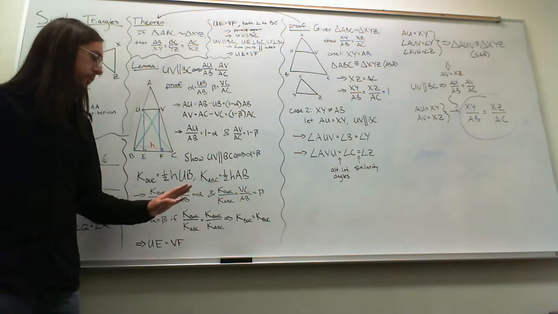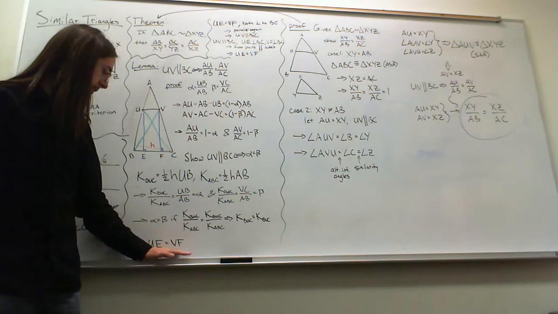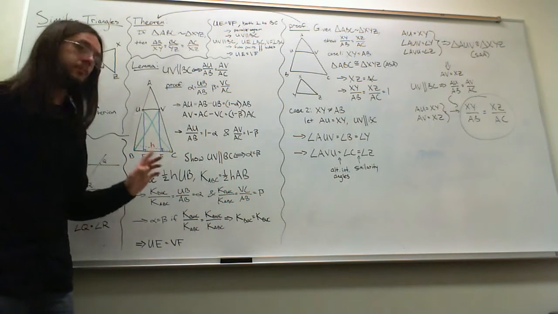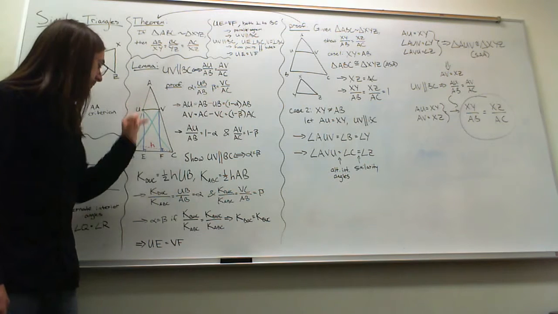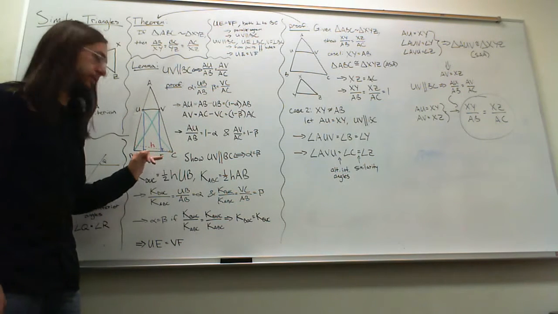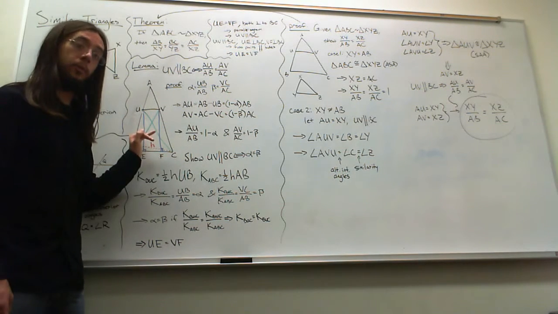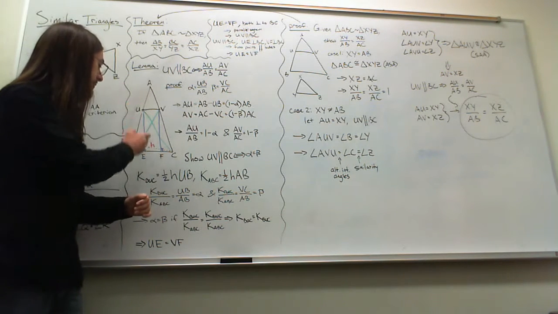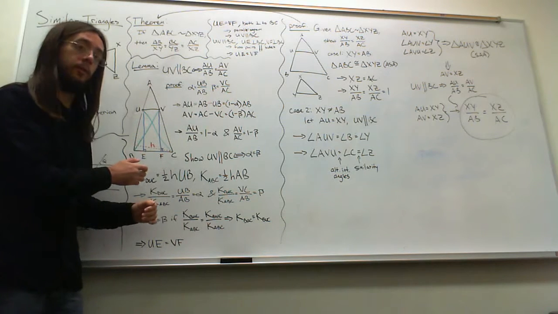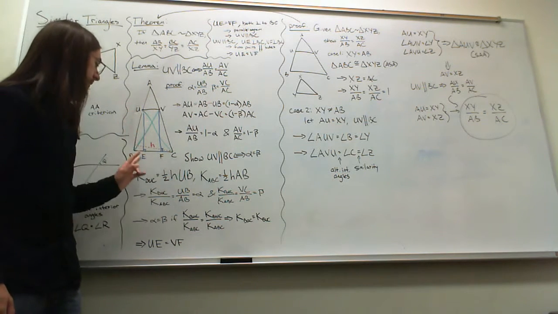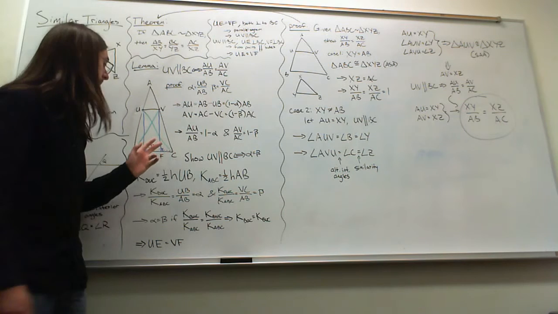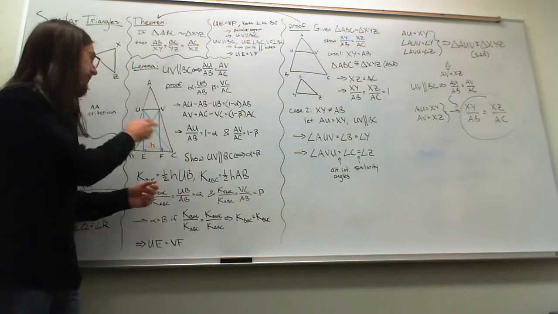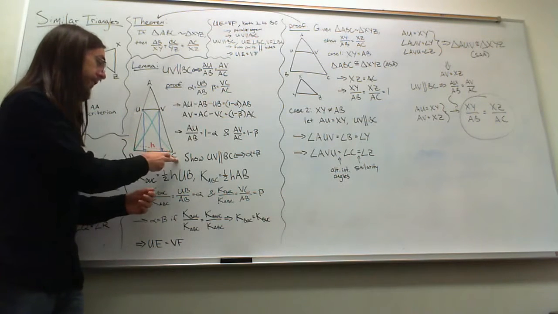All right, so we'll prove one part of this by saying that if UE is equal to VF, then since both of these are heights of triangles sharing the base BC, they're both perpendicular to BC, therefore they must be parallel. Now if we have these two lines being equal and parallel, then UEFV is a parallelogram, and therefore we have that UV is parallel to EF, or that UV is parallel to BC.